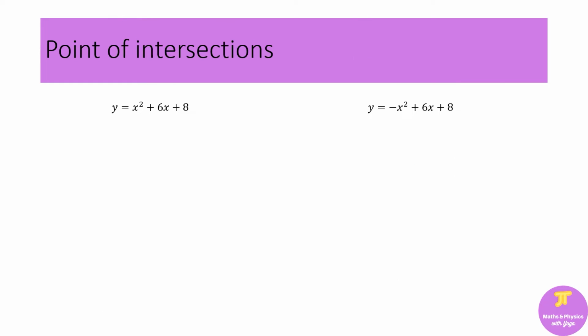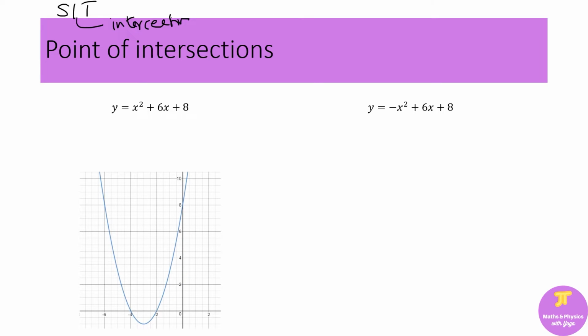The next one in SIT is intersection. We need to find out where the graph intersects. If you look at this one, this graph intersects the y-axis, and intersects the x-axis in two places. First we need to find the y-intercept. The y-intercept happens when x is equal to 0. If x equals 0, then y is equal to 8. So the y-intercept is going to be (0, 8).